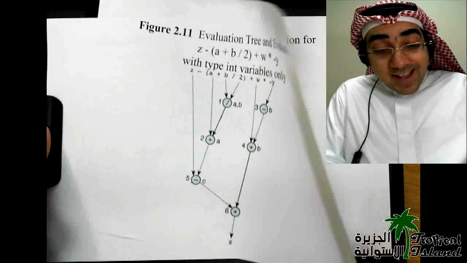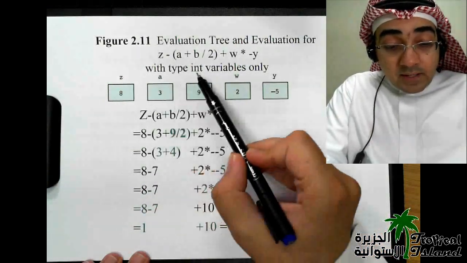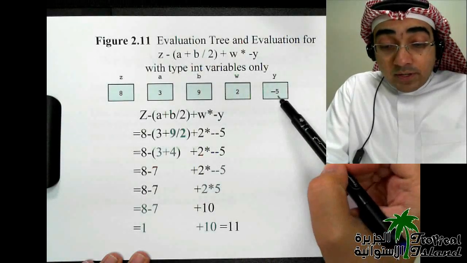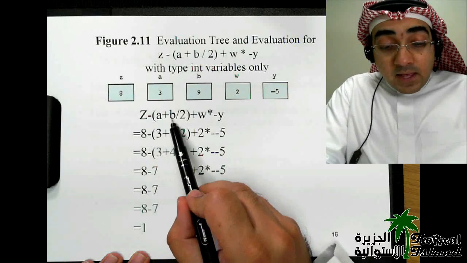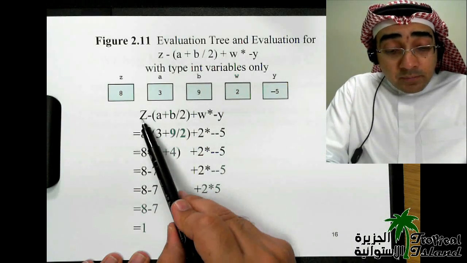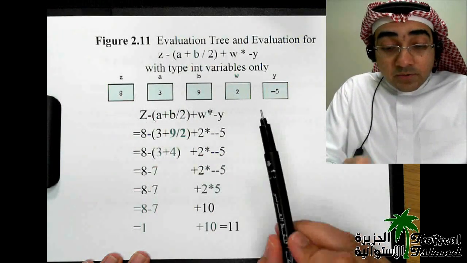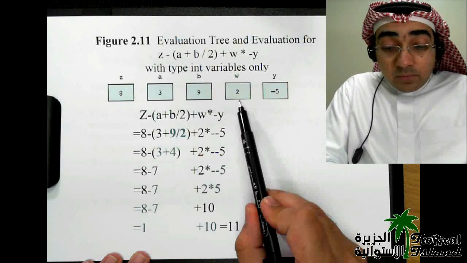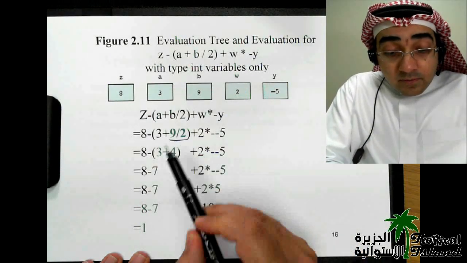Now let's take examples in numbers and see how it goes. So suppose z is 8, a is 3, b is 9, w is 2, and y is minus 5, and I have the same expression which I talked about last time, z minus a plus b divided by 2 plus w multiplied by minus y. So I'm going to replace the variables by the numbers that I have discussed here, so z with 8, y with minus 5, and all the other variables. So we start. The first thing we do is the division.